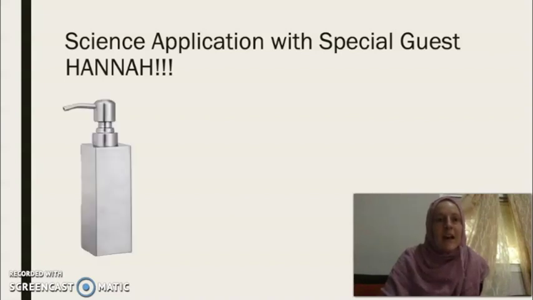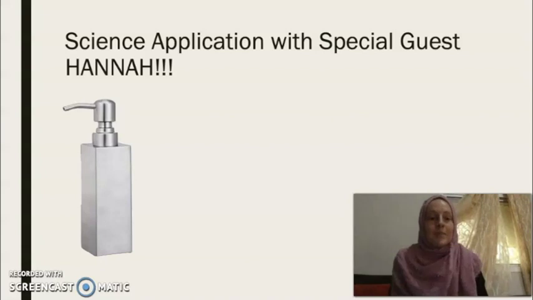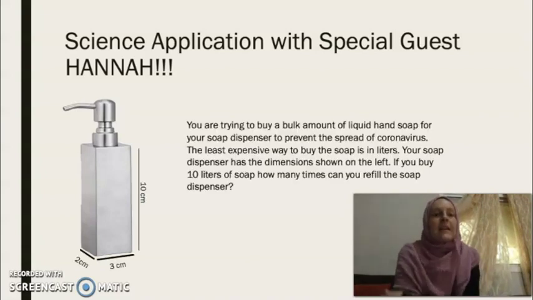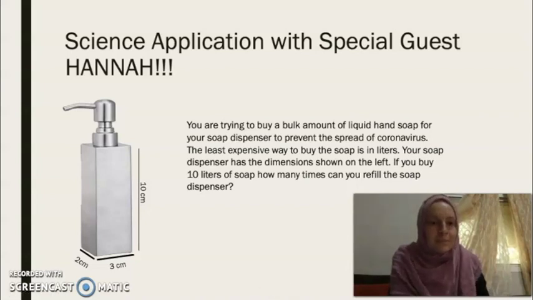So here we have a soap dispenser. This is something that you might find at your bathroom sink that you're going to fill with liquid soap and use to wash your hands. So what we want to know is, can we use these dimensions to figure out how much soap? No, that's not what we want to figure out. What are we figuring out?